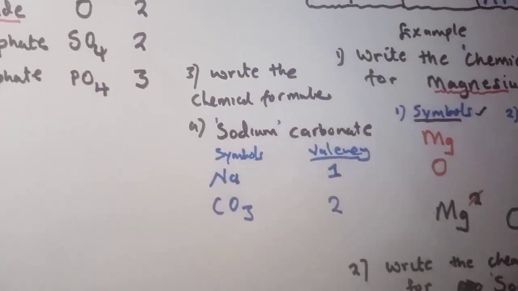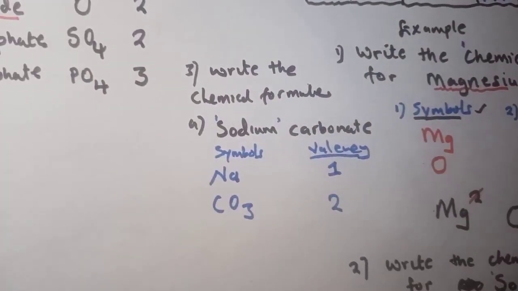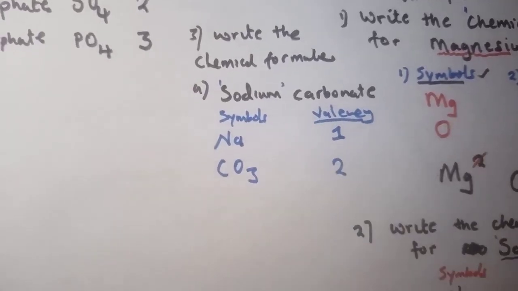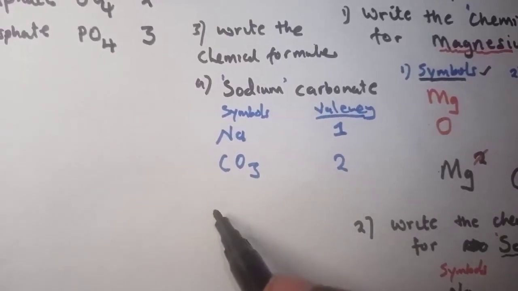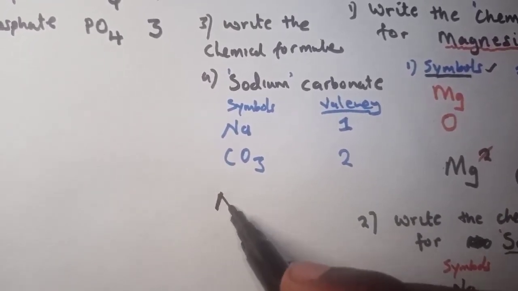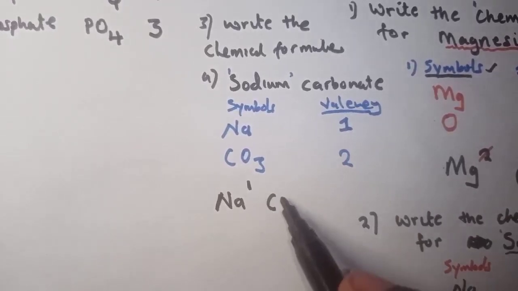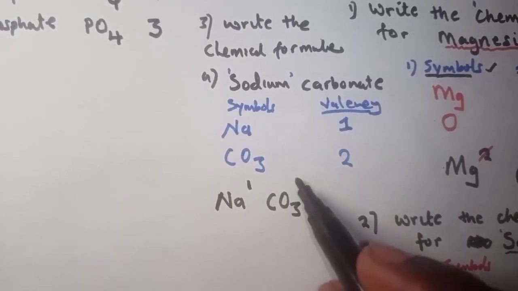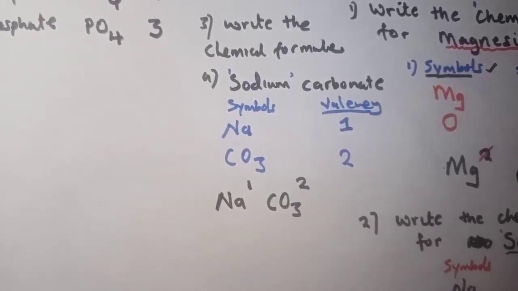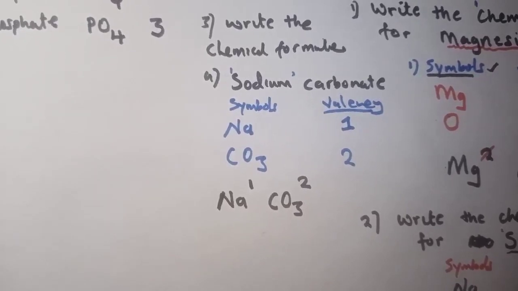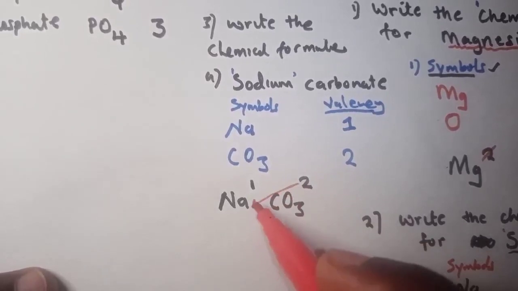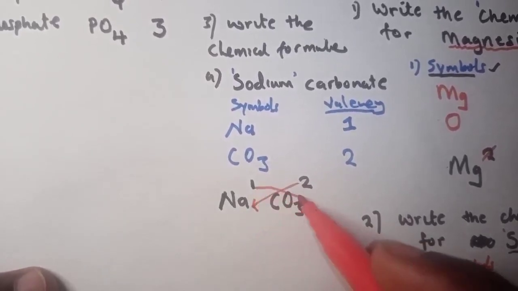So now we have our symbols and the valency. Now we combine and make the chemical formula for sodium carbonate. You write sodium with its valence of 1, and you write carbonate with its valence of 2. Now there's something interesting here: the valences are not the same. So if the valences are not the same, you simply swap them. This one comes here, then this one goes here.